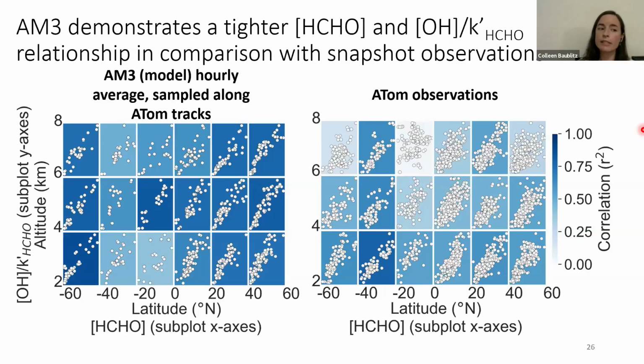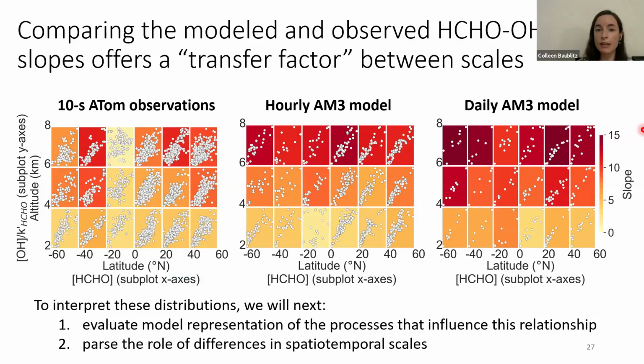Broadly, we see from this that AM3 demonstrates a tighter relationship between formaldehyde and this normalized form of OH in comparison with the ATOM observations. But one thing to note is that these are representing rather different spatial and temporal scales. That's something we need to consider in the context of trying to understand why these correlations might look a little bit different. In addition, we hope to leverage the information that the model is providing to provide context for the ATOM observations. We're hoping to use the model to develop some level of a transfer factor over the different scales that they represent.